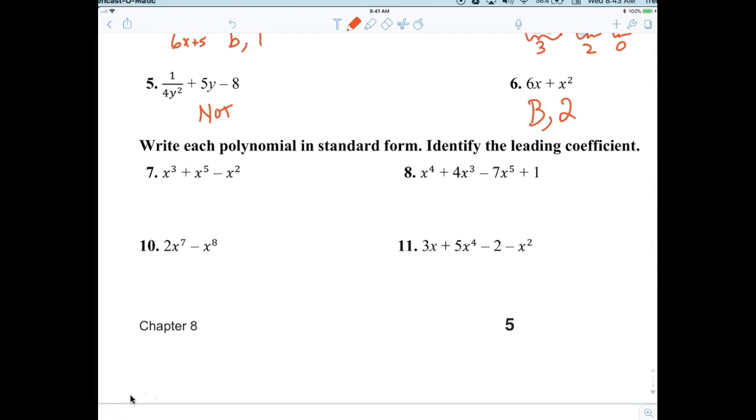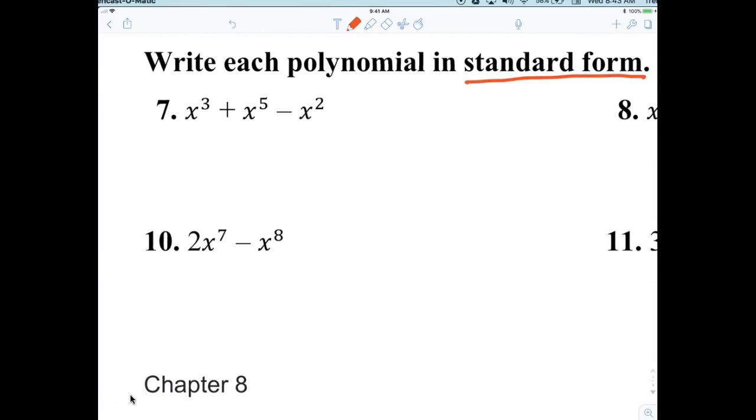Now, here we go. Standard form. Listen to me about standard form. Standard form is just writing the polynomial from the largest exponent to the smallest exponent. So this is very helpful with you understanding positives and negatives. So number 7 is just x to the 5th plus x cubed minus x squared. The leading coefficient is just the number in front of the first term. I'm not going to ask you what the leading coefficient is, but it is the number in front of the leading term, the first term.